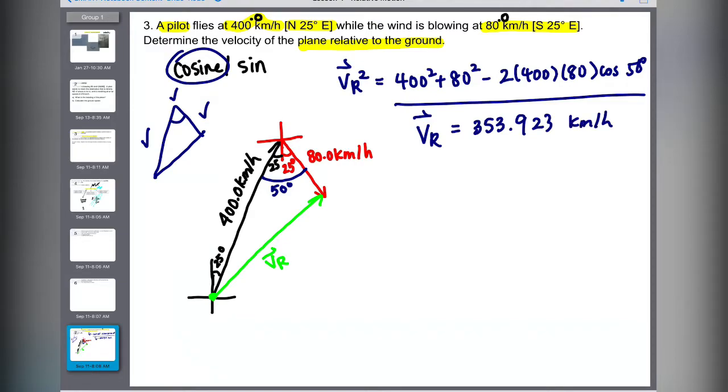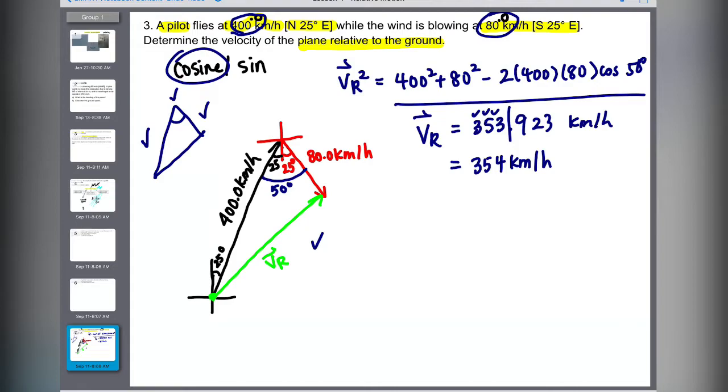So number one, watch for your sig digs. There are 4 sig digs in 400.0 and 3 sig digs in 80.0. So I'm going to keep 3 sig digs. I'm just going to round it off with 3 sig digs. So these are the 3 I'm keeping. I'm rounding this. Because the 9 is greater than 5, I'm going to round up to 354 kilometers per hour. This is 3 marks out of 5 right now.